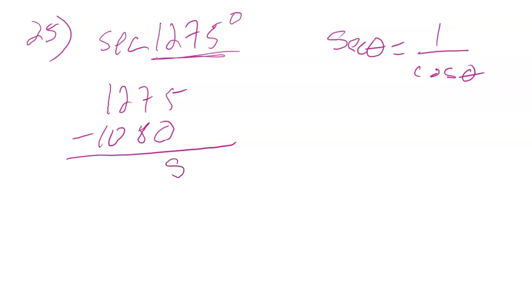So here's 5. Got to borrow. This becomes 9. This is 195. Let me double check. 195, 1080 plus 1080. I mean, that sounds good. Don't know why I need to triple check.